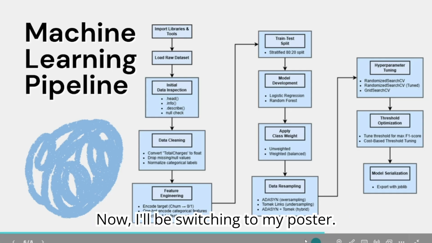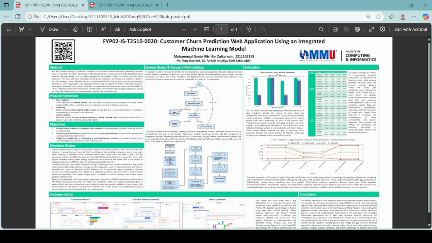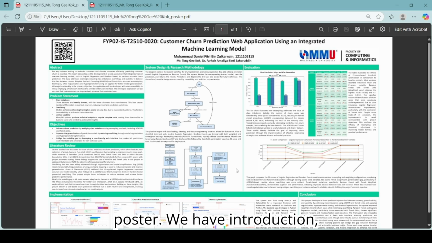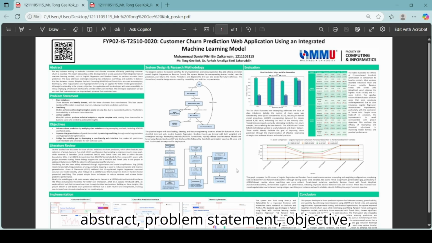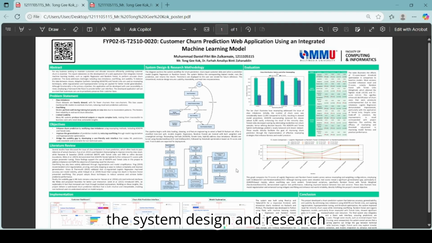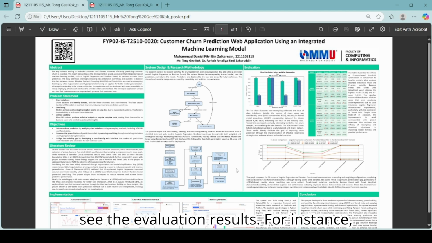Now I'll be switching to my poster. Alright, let's quickly walk through the poster. We have introduction, abstract, problem statement, objective, literature review on the left side of the poster. The middle section shows the system design and research methodology. As I explained before, on the right side, we see the evaluation results.